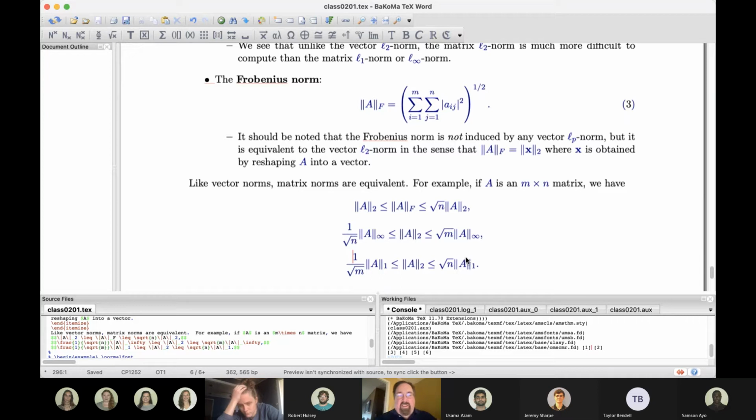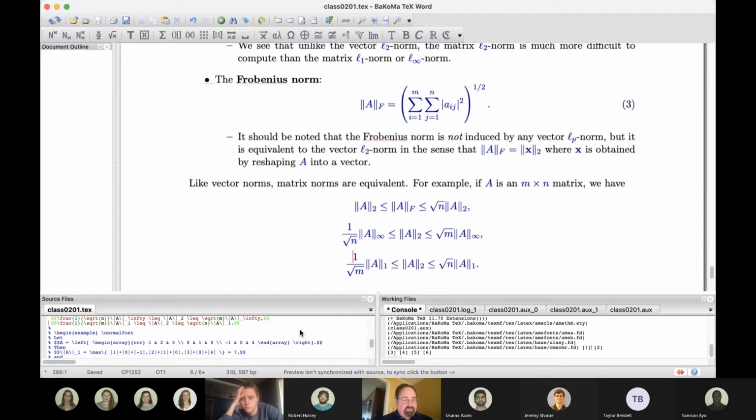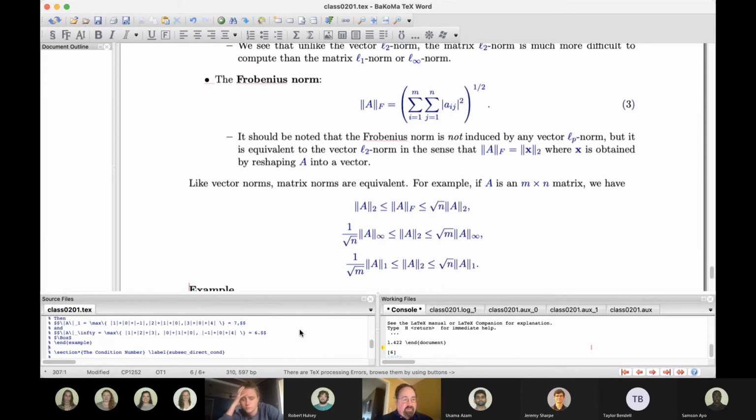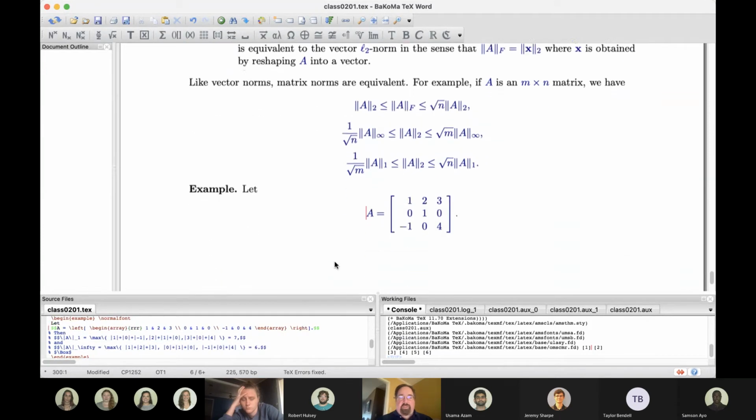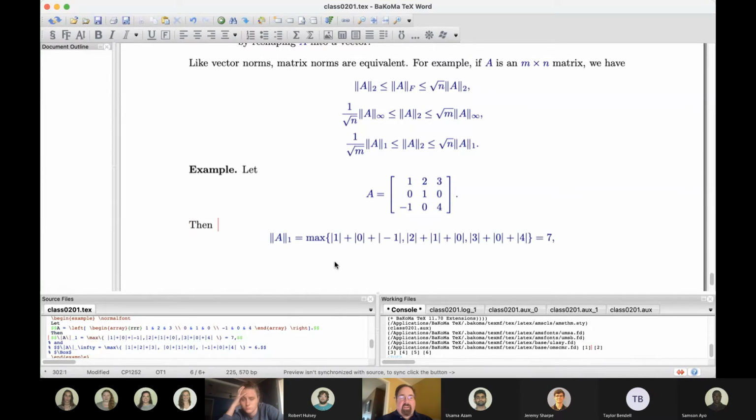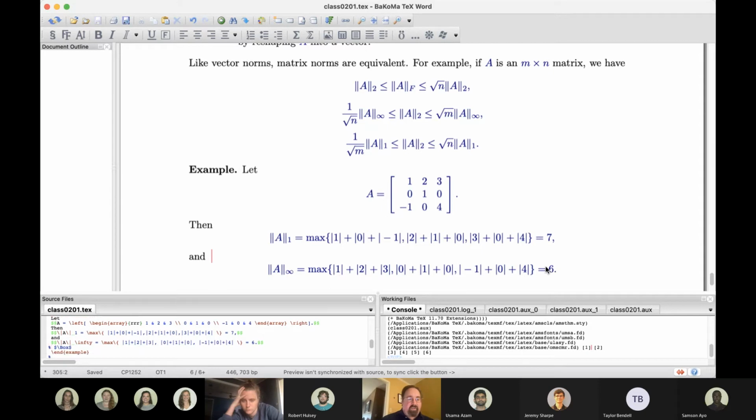So a sequence of matrices that converges in some norm will converge in the other ones. So as an example, here's my matrix A. So the 1 norm, we just take the column sum. So here's the sum of the first column, sum of the second column, sum of the third column. The largest such sum is 7. In infinity norm, we look at the rows. So here's the first row sum, second row sum, and third row sum, and the largest such sum is 6. So that's the infinity norm.